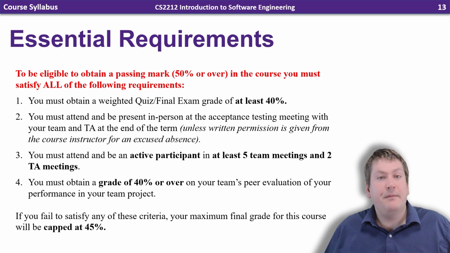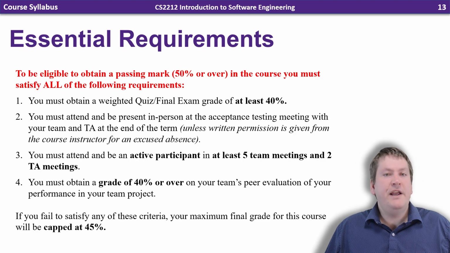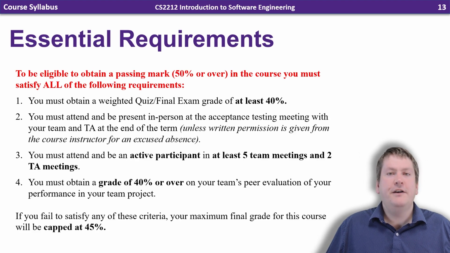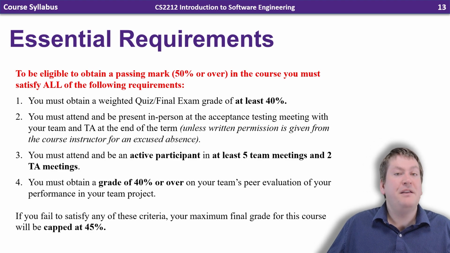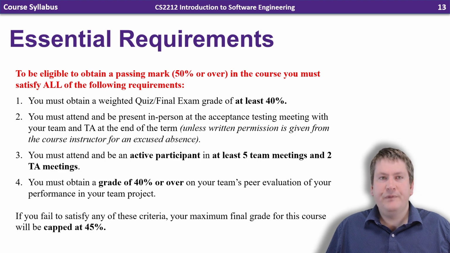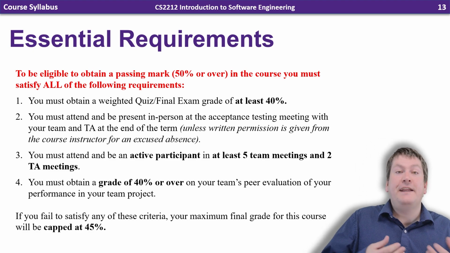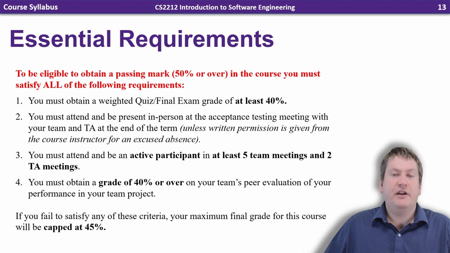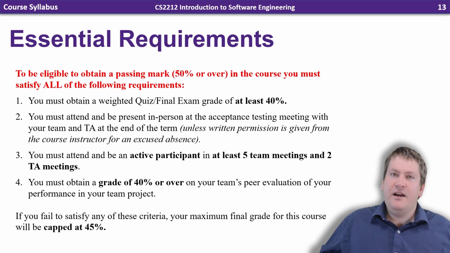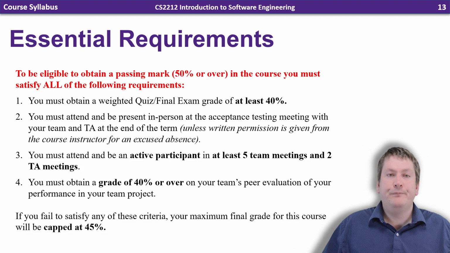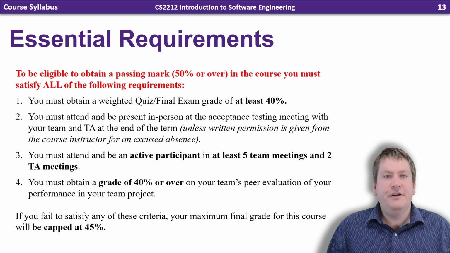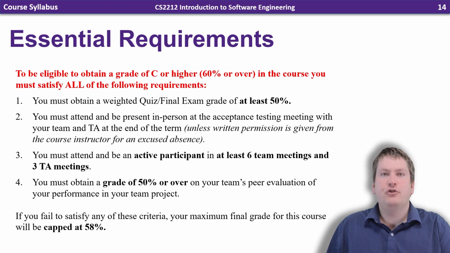And number 4 is the same sort of idea. You must obtain a grade of at least 40% or over on your team's peer evaluation of your performance and work in your team project. The whole point of requirements 2 to 4 is to ensure that you're actively engaging and working in that group project. We don't want anyone to just be there and get credit for other people's work. So if you fail to satisfy any of these criteria, your maximum final grade for this course will be capped at 45%.